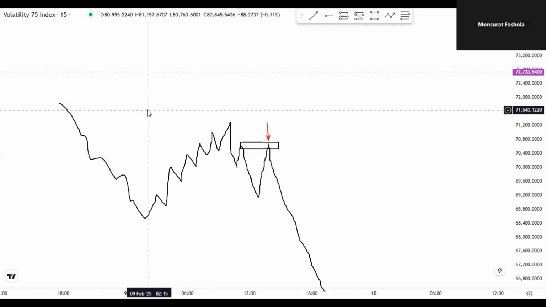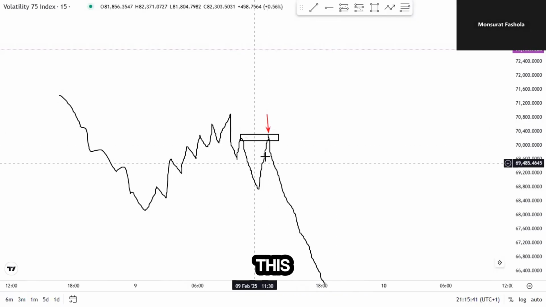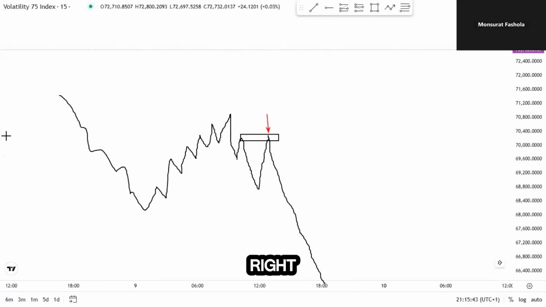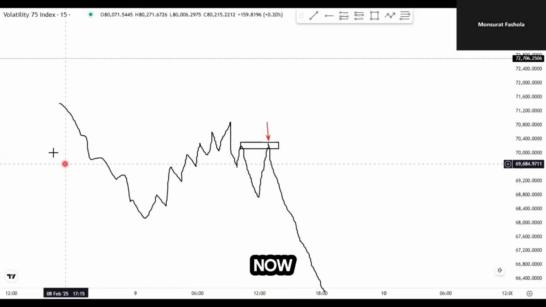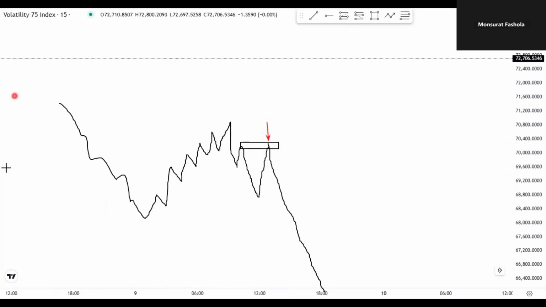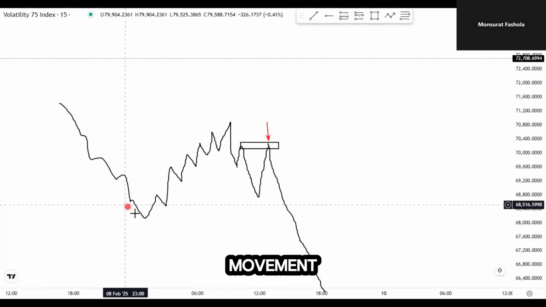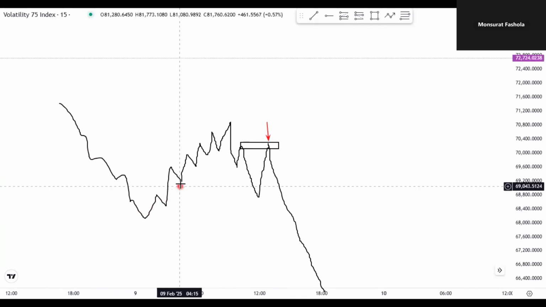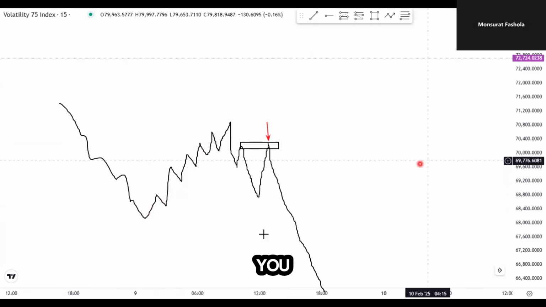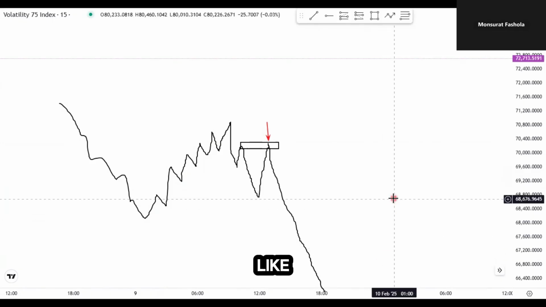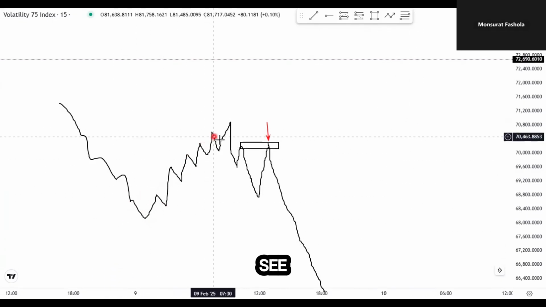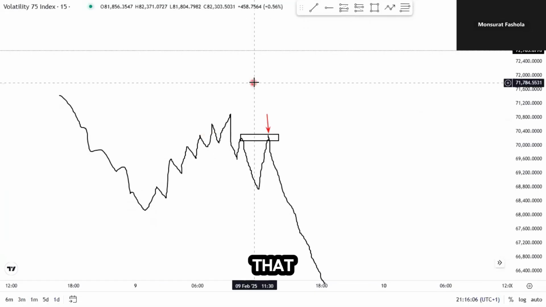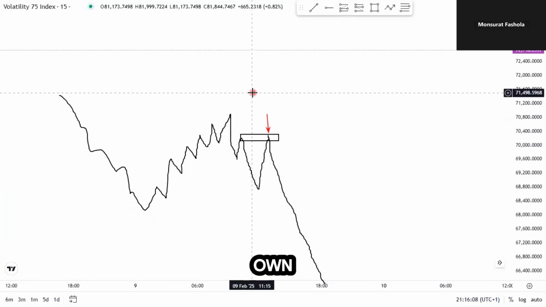Okay, now let me explain this. This that I just drew right here is what is on the 15 minutes time frame right now. Okay, good. This is the impulsive movement on the 4-hour time frame. This is the retracement. If you see the retracement on the 4-hour time frame, it's just like one line. But by the time you switch to the 15 minutes time frame, you will see it's very big and you'll be thinking that it is a trend on its own.